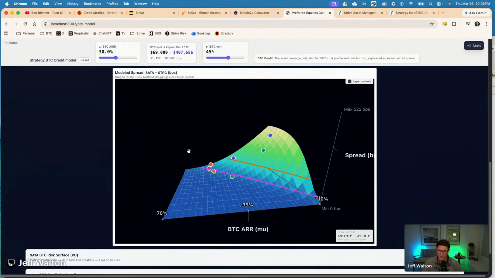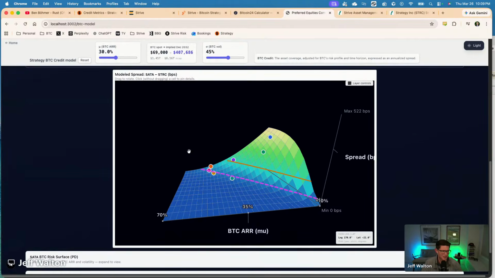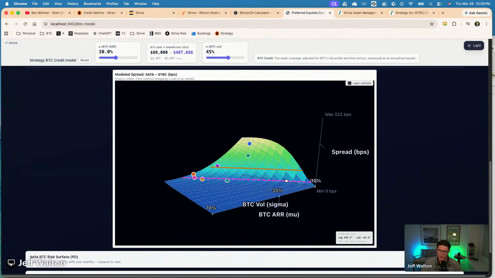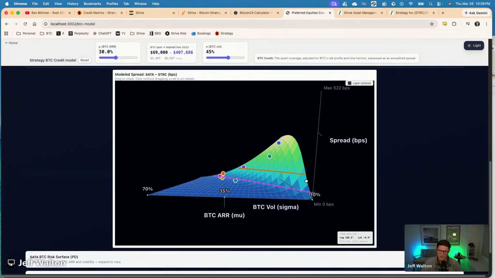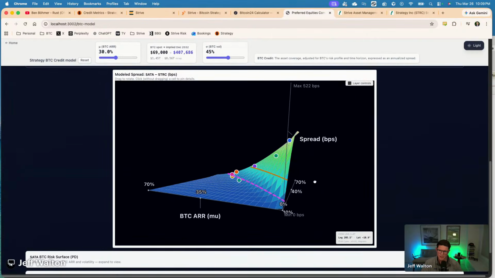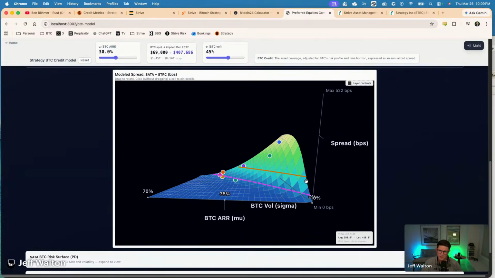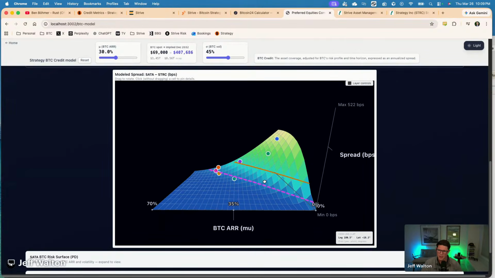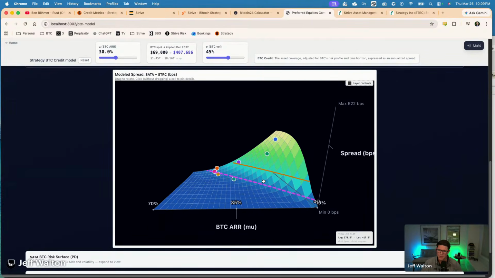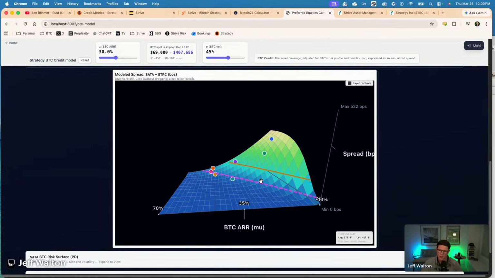Okay, now where this gets super interesting is backtesting it. Let's look at the volatility surface. Let's look at different volatilities, different Bitcoin annual rates of return, and see what the market implies, what has happened over history, and what we can glean from this.